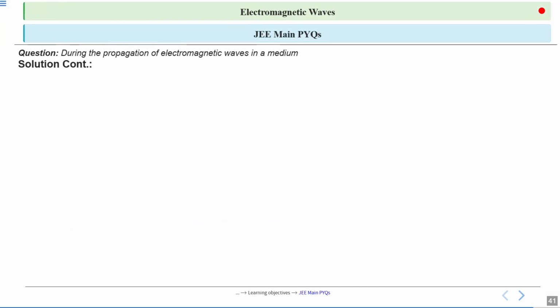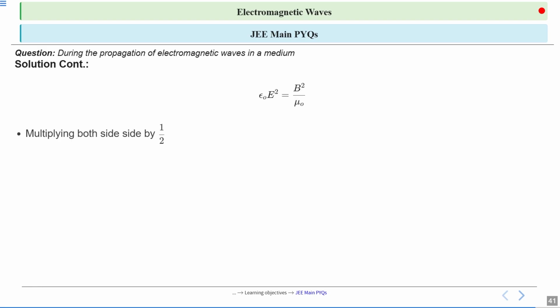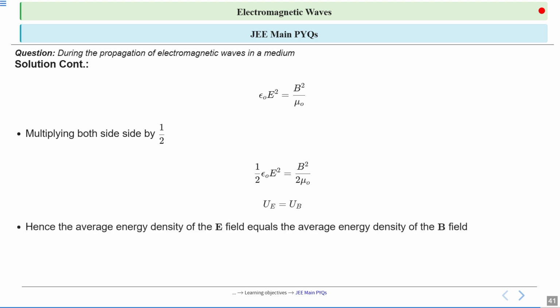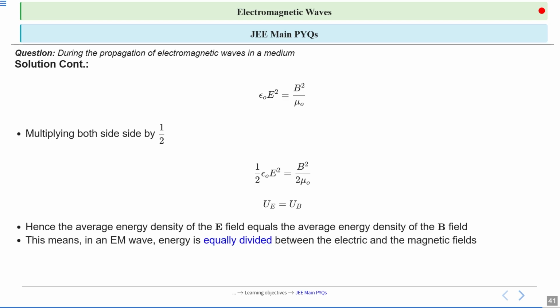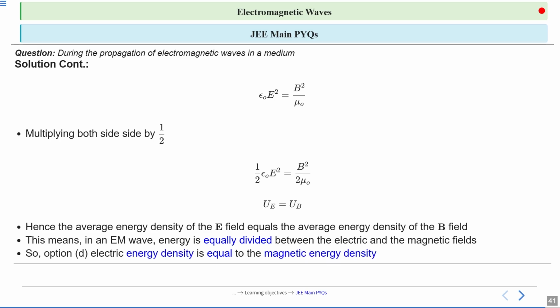Okay, now we will multiply by half on both sides. So it will become half epsilon naught E square equal to B square upon 2 epsilon naught. On the left hand side, there is the electric energy density, and on the right hand side, it is the magnetic energy density. So they are equal. We have proved it. So UE is equal to UB. Hence the average energy density of the electric field equals the average energy density of the magnetic field. This means in an electromagnetic wave, energy is equally divided between the electric and magnetic fields. So option D, electric energy density is equal to the magnetic energy density, is correct.